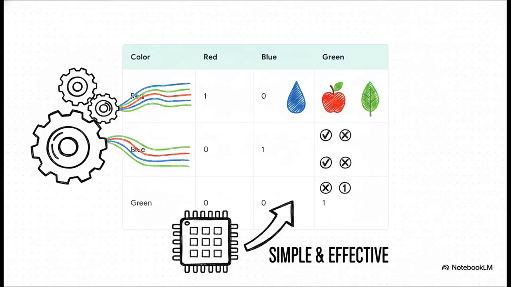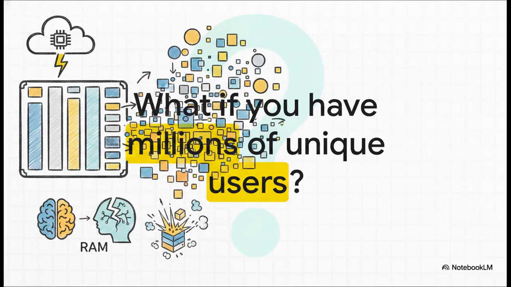Red becomes 1, 0, 0. Blue is 0, 1, 0. Green is 0, 0, 1. It really proves just how clean and effective this translation can be. If you have a small number of categories, it is absolutely perfect. But hold on, we immediately hit a massive wall in the real world.